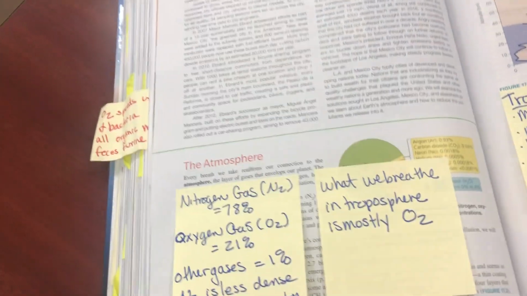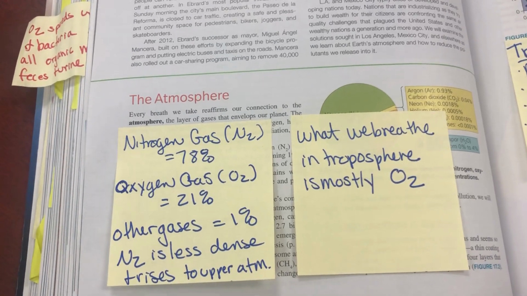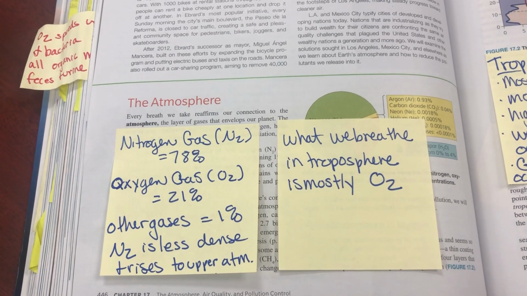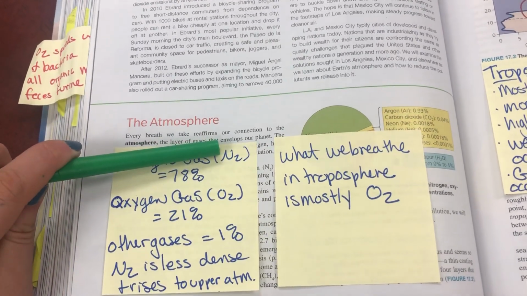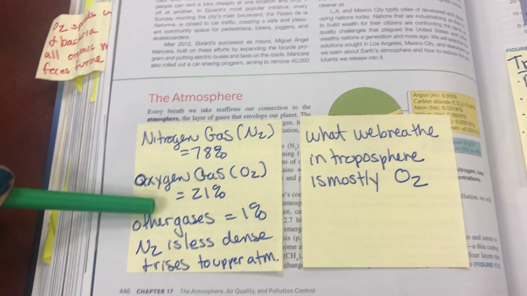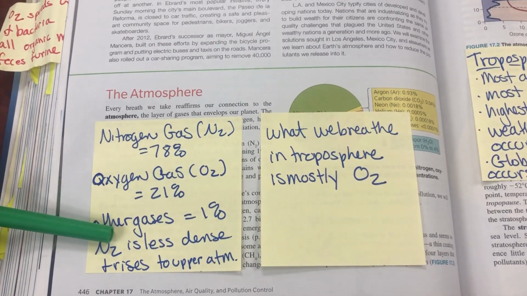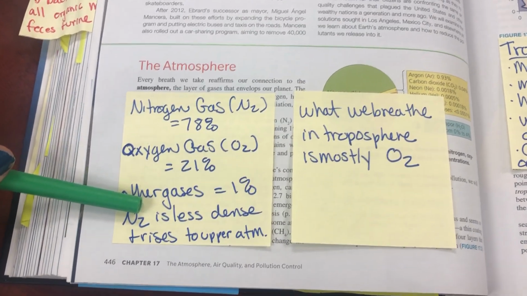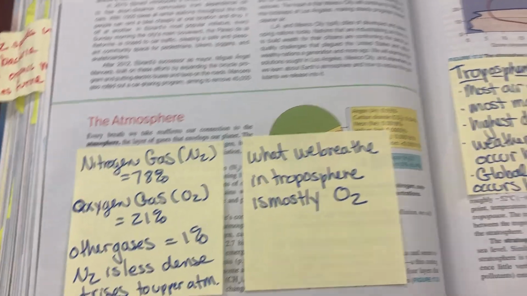All right. So the first thing we're going to talk about is the atmosphere itself. Big thing that you need to know is the percents of gases. So what's the largest and second largest concentration? So nitrogen, which is N2, your diatomic, 78%, oxygen is 21%, and all other gases are roughly 1% of all the atmosphere. Nitrogen is less dense than your oxygen, so that's why it rises to the upper atmosphere. And that's why, for the most part, we only find oxygen in the troposphere.